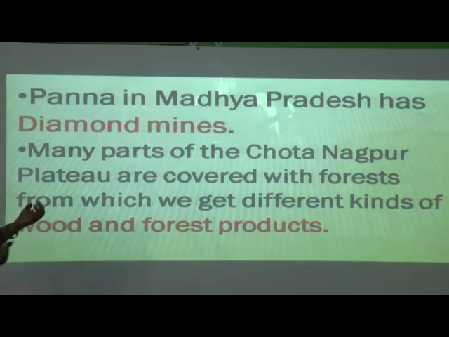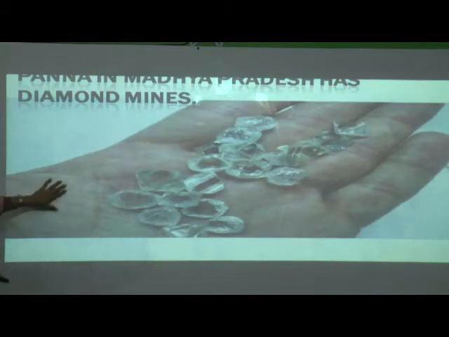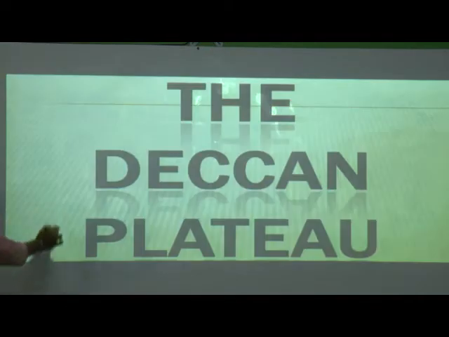Medicines. What trees are there? All we will get from them. These are the diamonds. Where are they? In Panna in Madhya Pradesh.